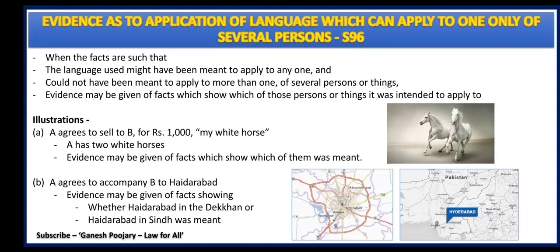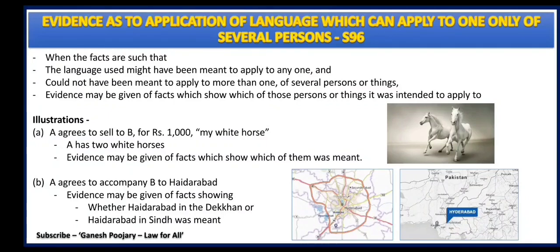If you are confused, there are two beautiful illustrations given in the law which make it all clear. Let us see them one by one. In the first illustration, there are two persons, one Mr. A and the other Mr. B. A wants to sell a horse, B wants to buy a horse. Now A agrees to sell his horse to Mr. B for ₹1,000, and in the contract A mentions "my white horse." So basically A is agreeing to sell his white horse to Mr. B for ₹1,000. Now the question arises when there are two white horses available.